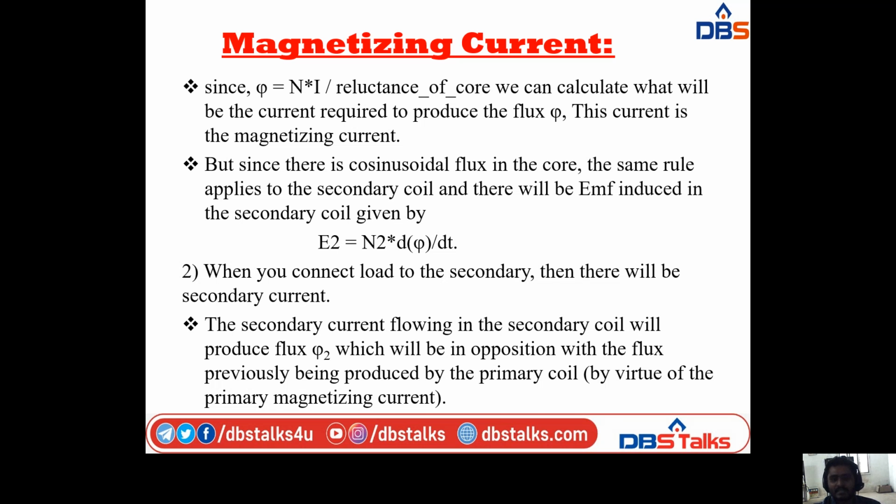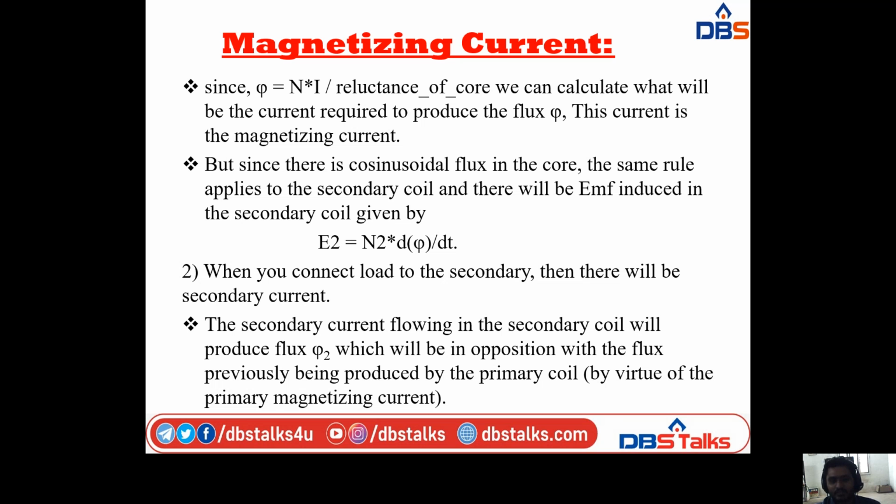But since there is cosinusoidal flux in the core, you know already, the same rule applies to the secondary coil, and the EMF induced in the secondary coil is given by E2 is equal to N2 into d phi by dt.